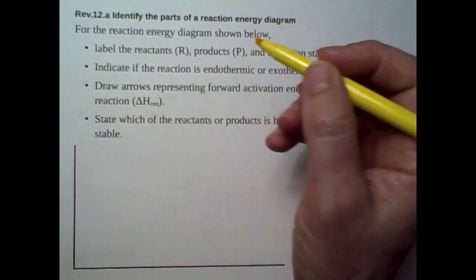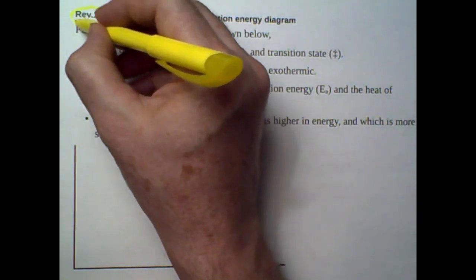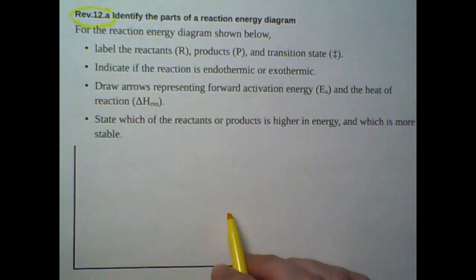Open your homework notebook to a new page. Write down the problem number or the learning outcome number. And then for this one, you're going to copy down the energy diagram that you have on your homework.